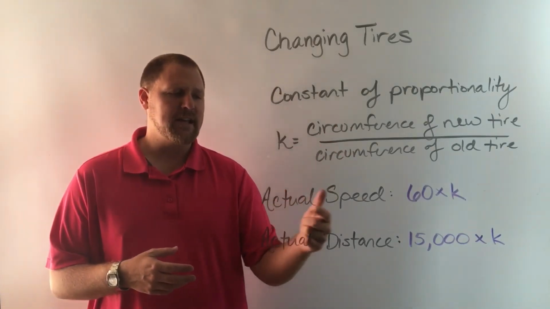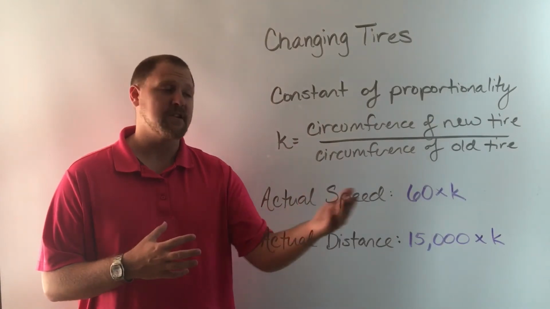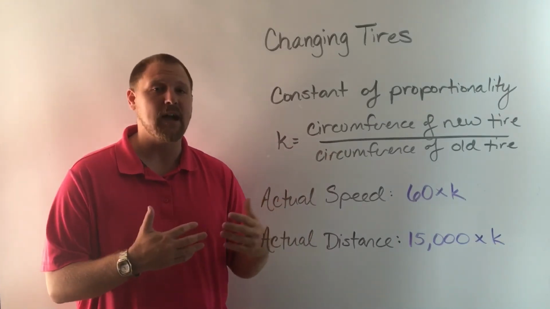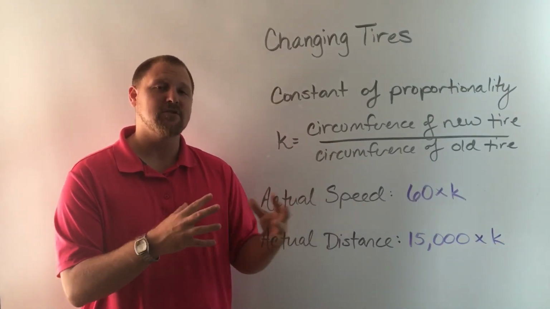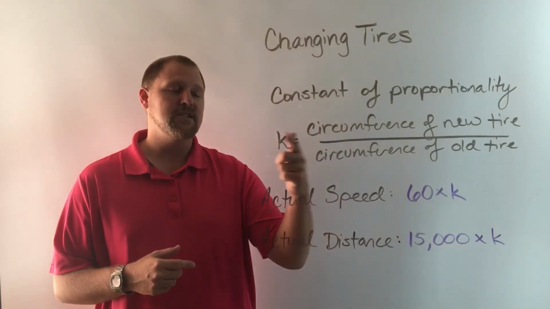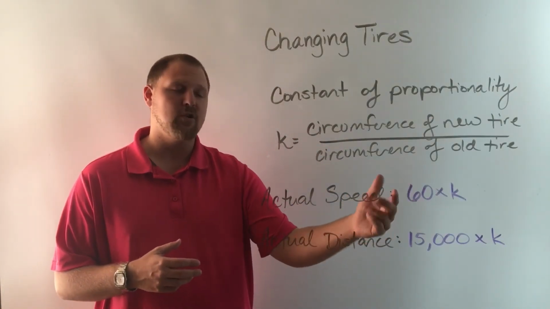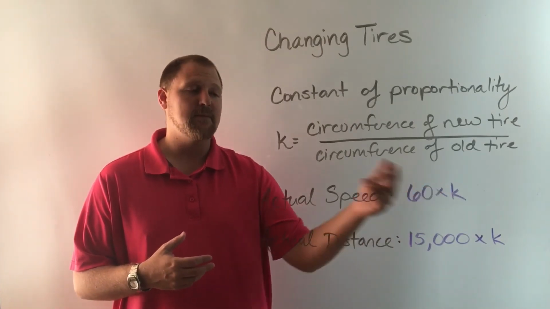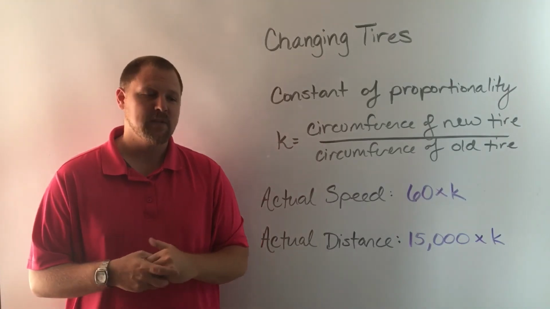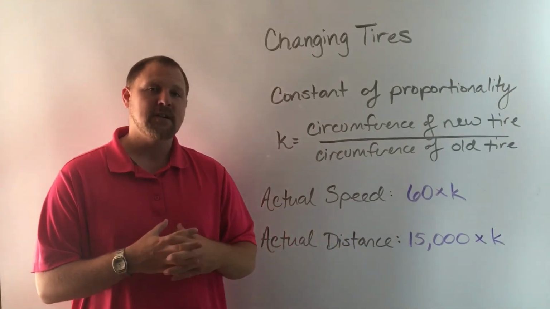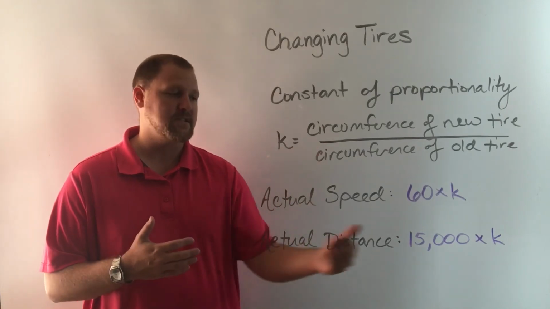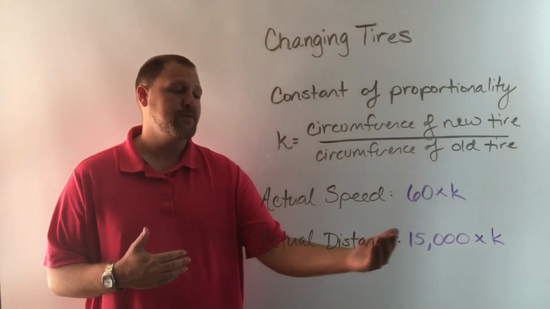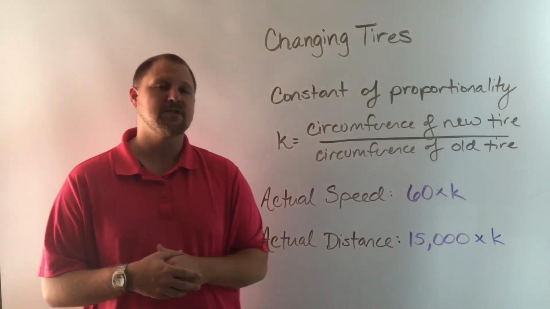And then whenever you're trying to calculate your actual speed, your speedometer is going to say 60 miles per hour. However, whenever you change those tires, unless you recalibrate your diagnostics in your car, you're going to have to take this constant of proportionality times whatever the reading is. So if your car reads 60 miles per hour on the speedometer, your actual speed is 60 times whatever this constant of proportionality is. Your distance you traveled on the odometer, how many miles you traveled since you changed your tires. Let's say you traveled 15,000 miles. Depending on the size tire, you've actually traveled 15,000 times whatever this constant of proportionality is.